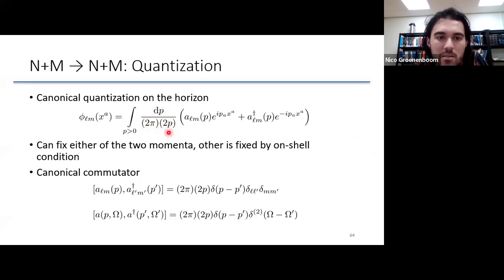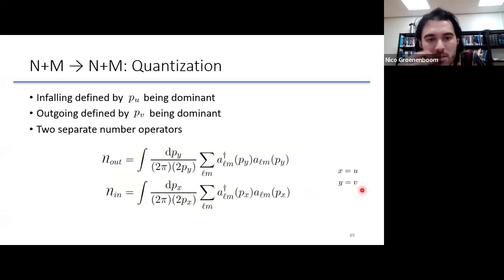And from this canonical quantization, we can extract two possible commutators. Namely, we can put this in the LM formalism, and then we have the canonical commutator with a diagonalization. Or we can write down a canonical commutator in the position basis, where there's also some diagonalization. And now we can use this quantization, these operators, to define the number operators in particle states.